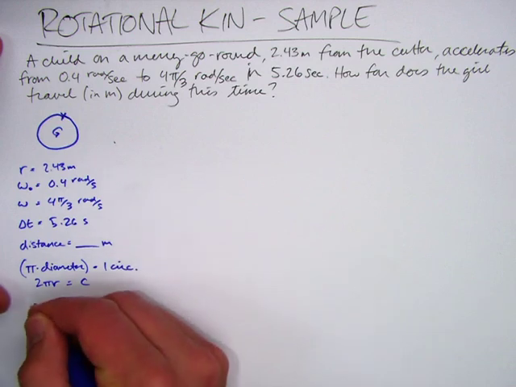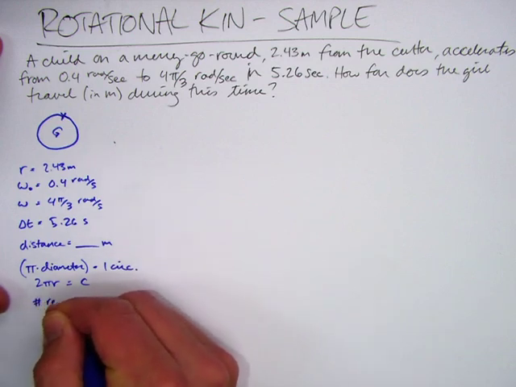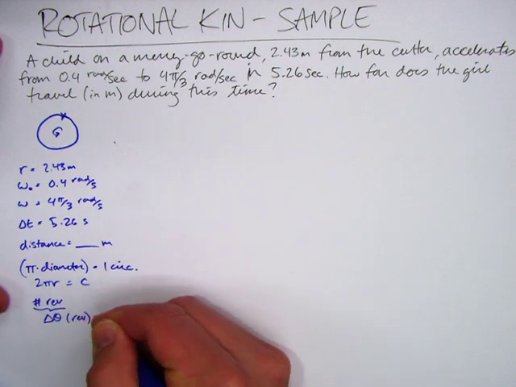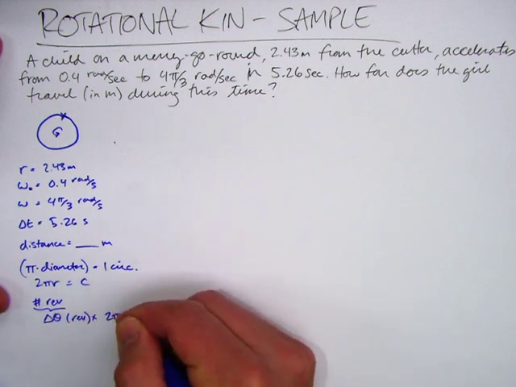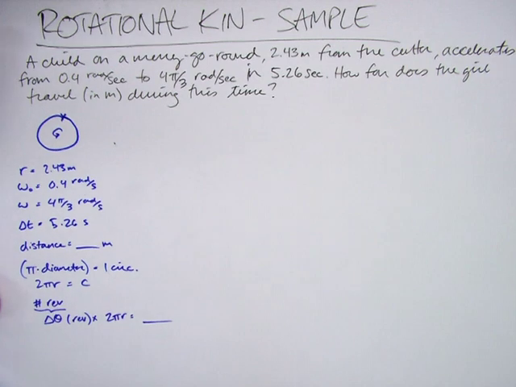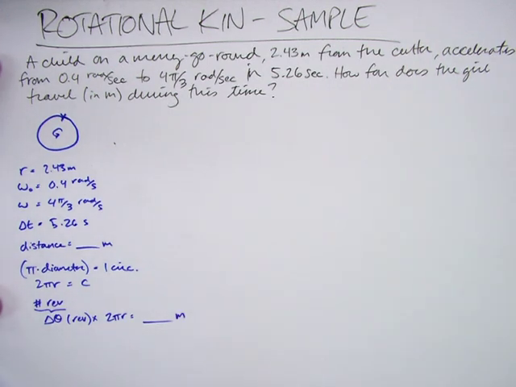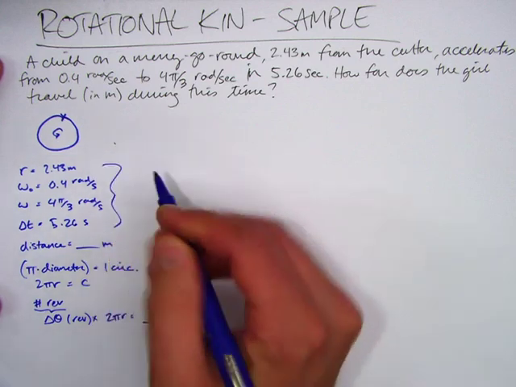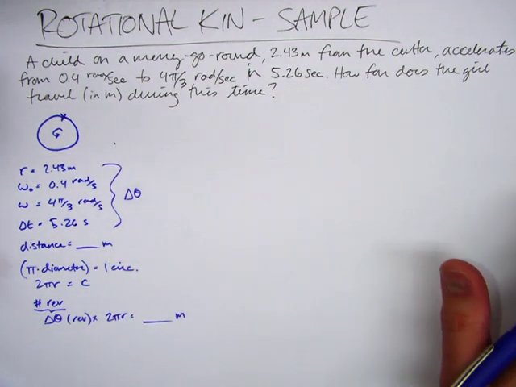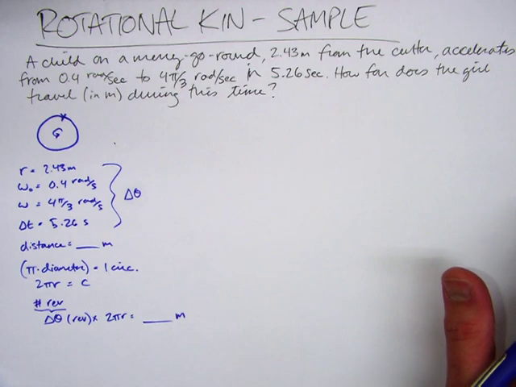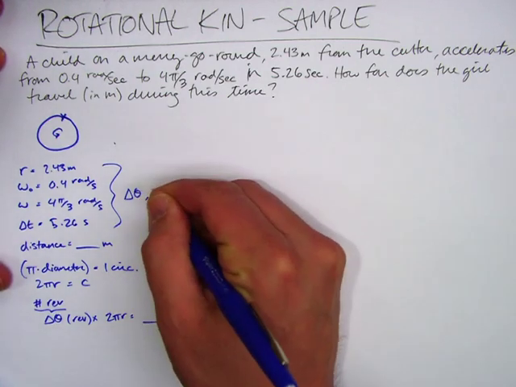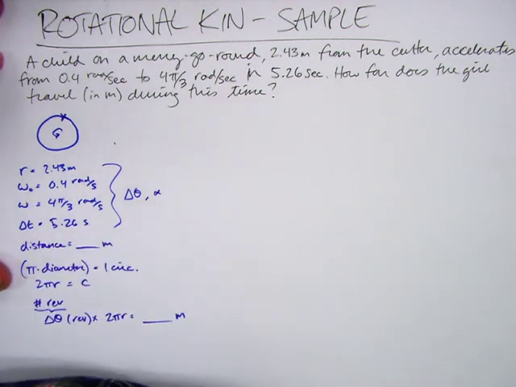So what I need to know is her total number of revolutions, which is a delta theta in revolutions, multiplied by her circumference, 2 pi r. That's going to tell me my total distance traveled in meters. So the goal is using my information to find delta theta. What is her angular displacement during this angular acceleration? Well, I know that she has an alpha, because her omega is changing. She's increasing her angular velocity.